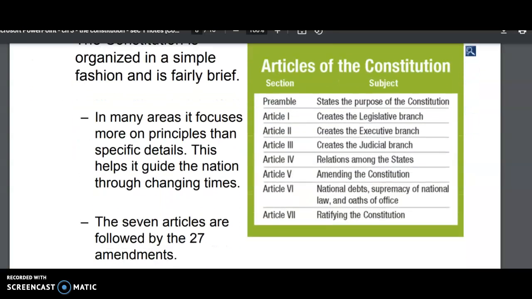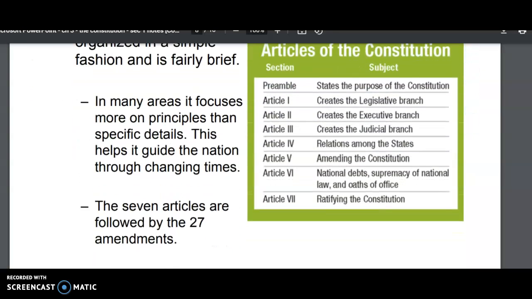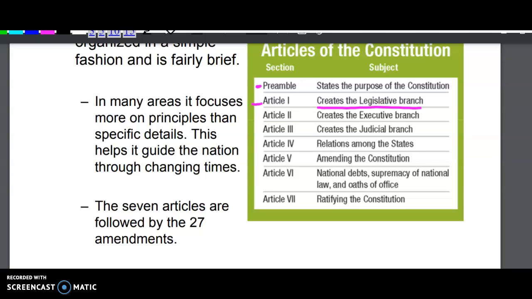Over here on the right is the way that the Constitution is outlined. There are 7 articles to the Constitution. You've got the preamble, which is the beginning, and then Article 1 creates the legislative branch. You don't have to write this down, we're just talking about it. Article 2 creates the executive branch. Article 3 creates the judicial branch. So there are your 3 branches of government.